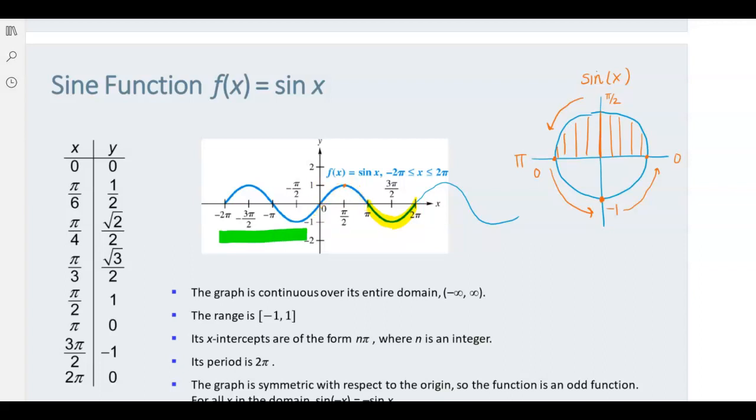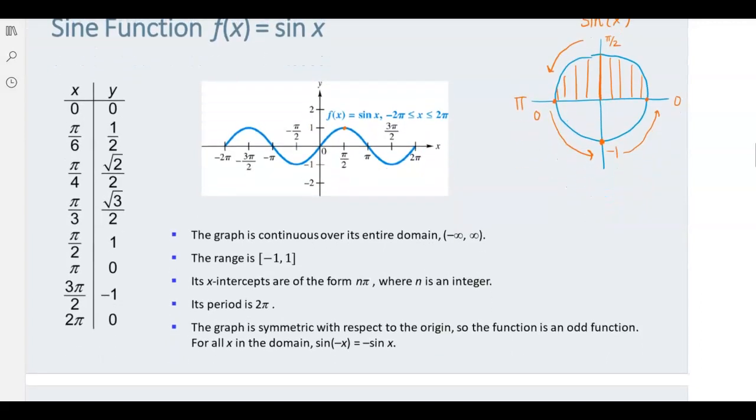Let's look at a couple features of the sine graph. It's going to be continuous. There aren't any holes or breaks in it. Its domain is going from -infinity to +infinity. As a reminder, the domain is what all the x values are that it touches. So if I took the graph and brought it down to the x-axis, what x values would it touch? And it's going to touch all of them from -infinity to +infinity.